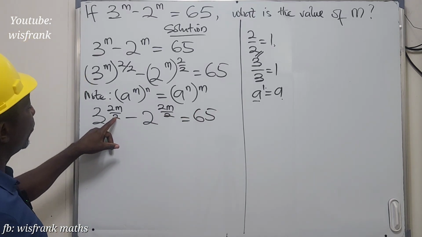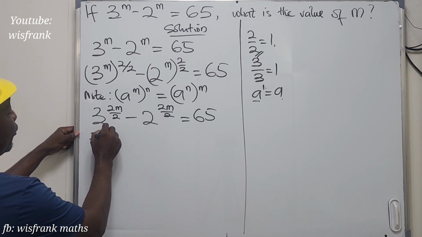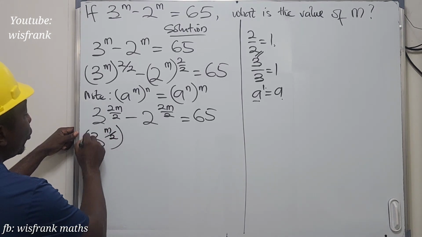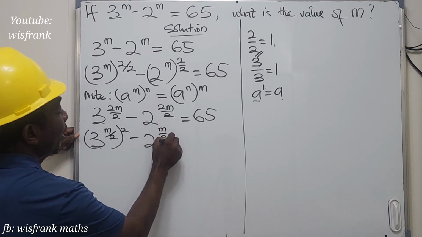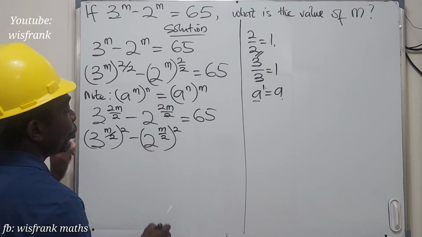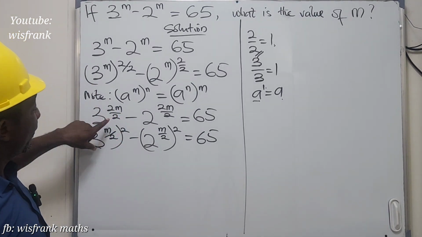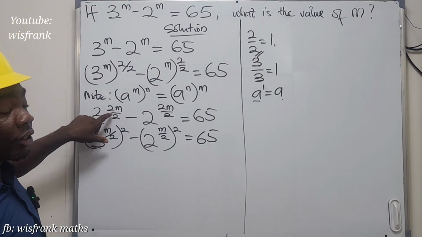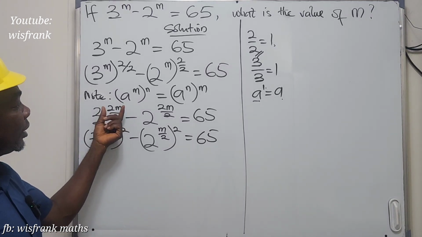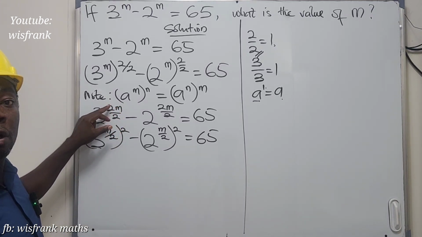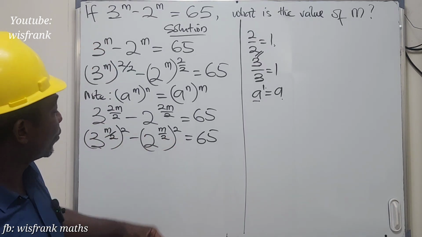So in this case, we can see that this is the same thing as 3 to the power of m all over 2 all to the power of 2 minus 2 to the power of m all over 2 all to the power of 2 equals 65. You can see where we are going now. So this is what we have. We interchange this and we have this. So if we multiply this out, we still have this. And if we cancel 2 all over 2, we still have the power of n. So this is what we have.